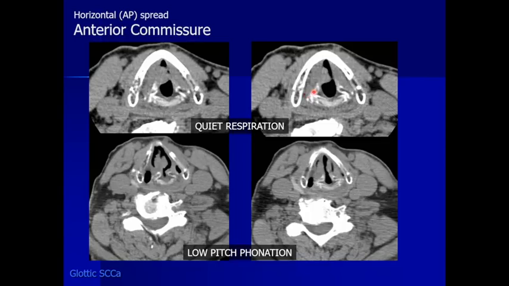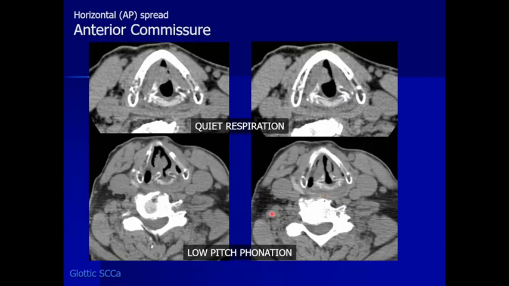So here's a patient with a right true cord lesion, and why am I showing you this? Because all patients that get neck CTs, particularly the larynx, should be scanned in quiet respiration, not breath hold. It's particularly important in the larynx for the very reason that I'm about to show you. In quiet respiration, the anterior and posterior commissure have imperceptible mucosa. You see nothing, right?